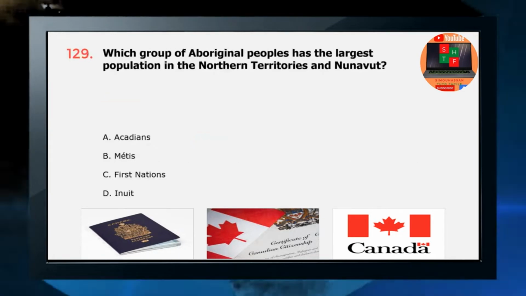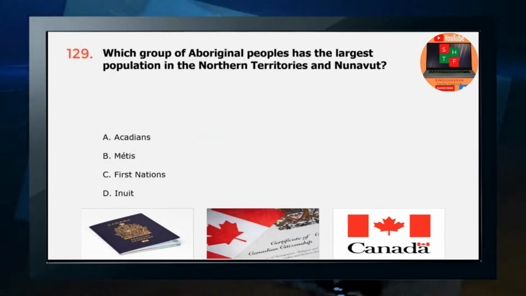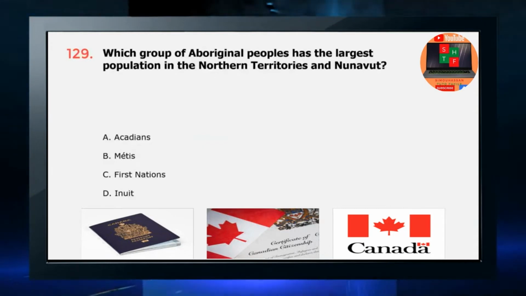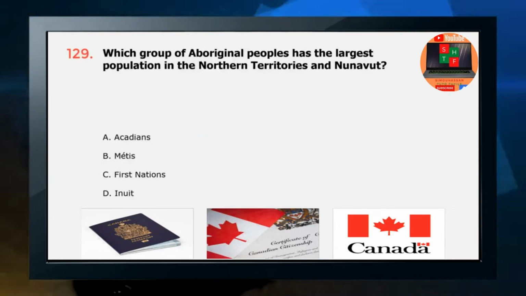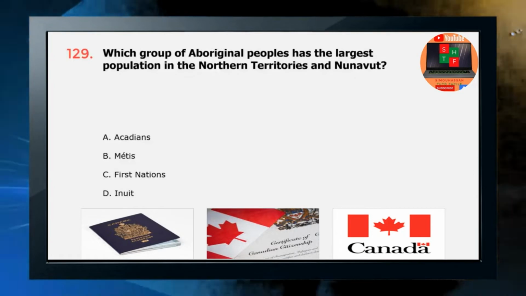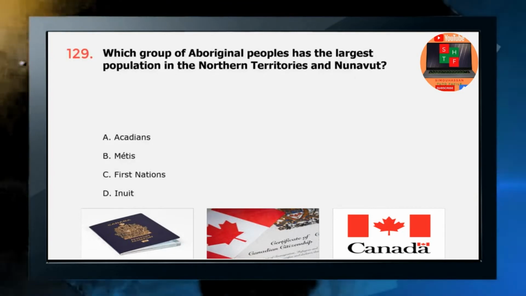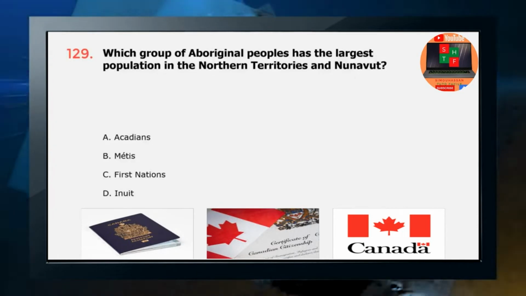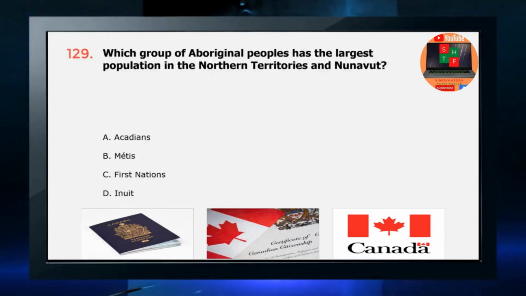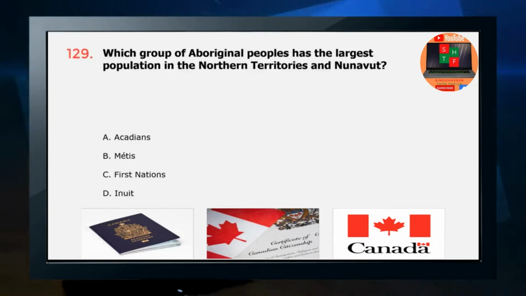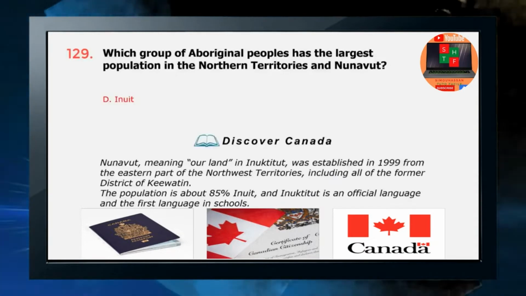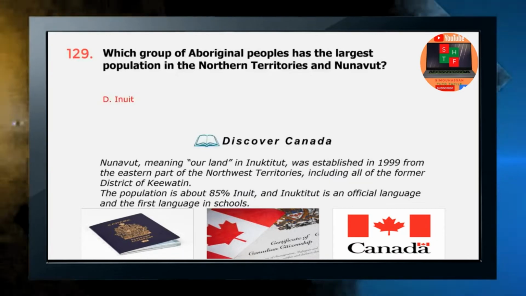Question 129. Which group of Aboriginal peoples has the largest population in the Northern Territories and Nunavut? A. Acadians. B. Métis. C. First Nations. D. Inuit. The answer is D. Inuit.